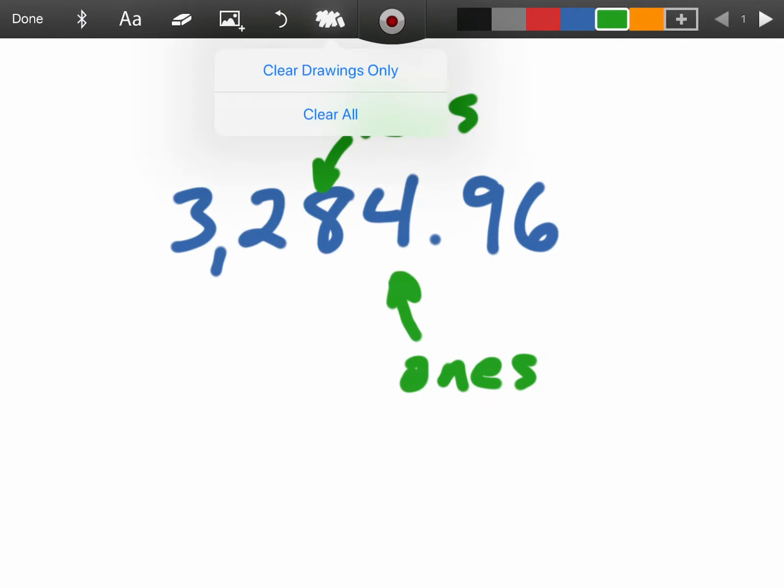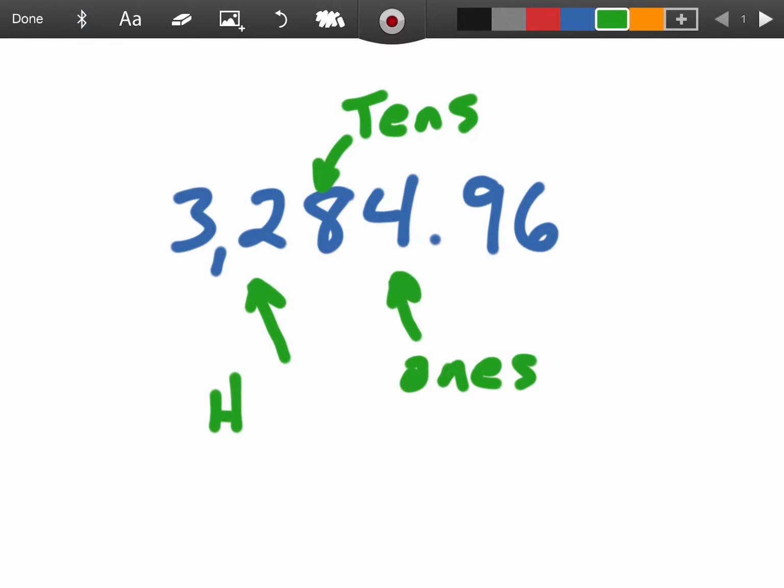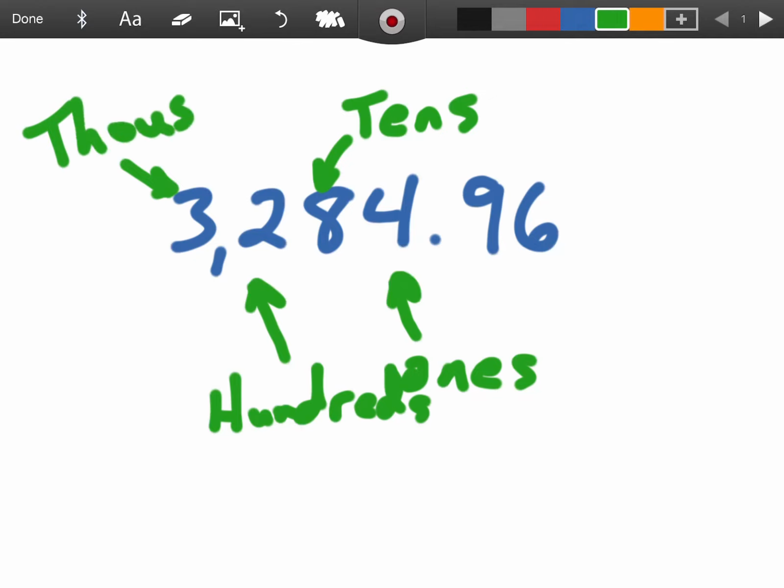After the tens place is the hundreds place. And then thousands. And after thousands is tens of thousands, hundreds of thousands, and so on and so forth.